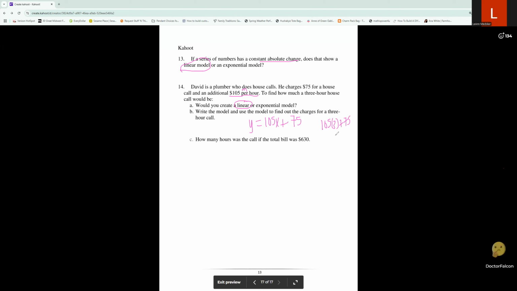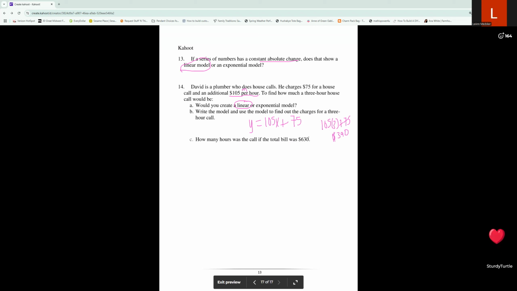So how much would you have to pay the plumber if he worked at your house for 3 hours? That's $315 for the first part, plus add the 75 to it. You'd be paying him $390. That's for that part B part. So there's the formula. There's the fee that would be for 3 hours.